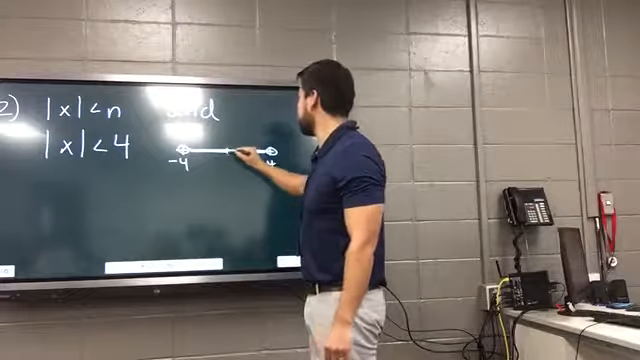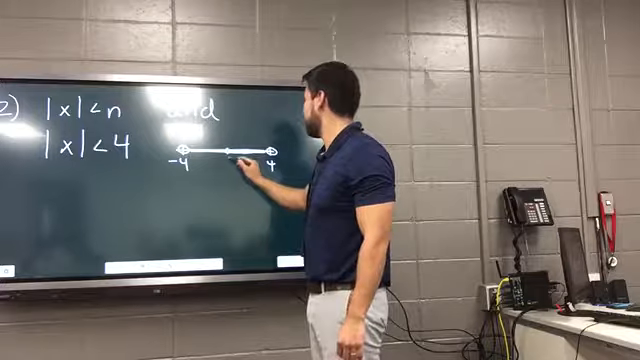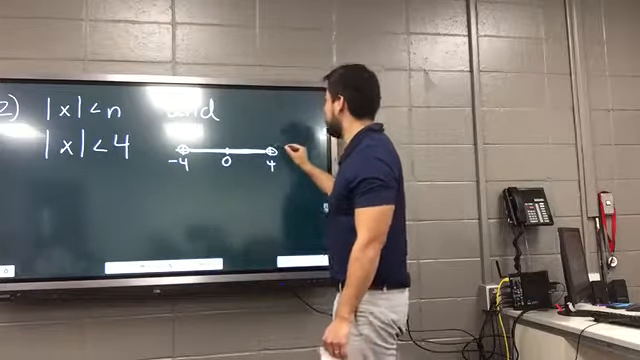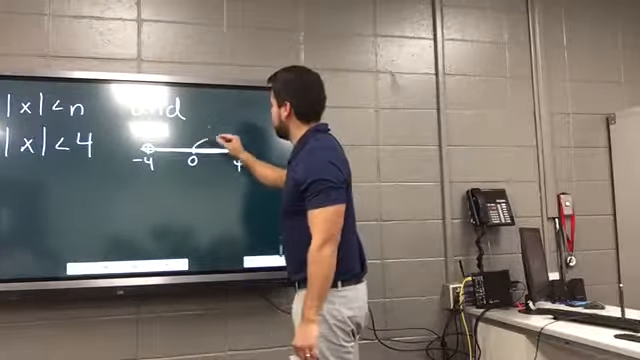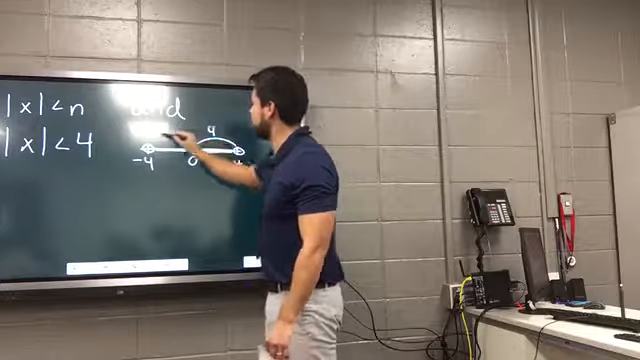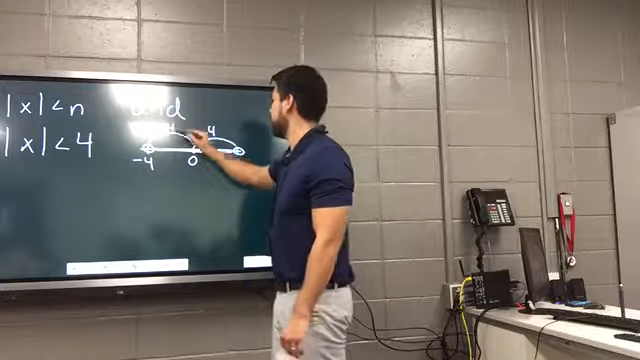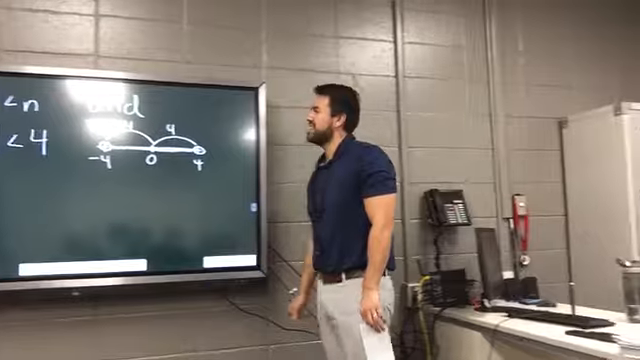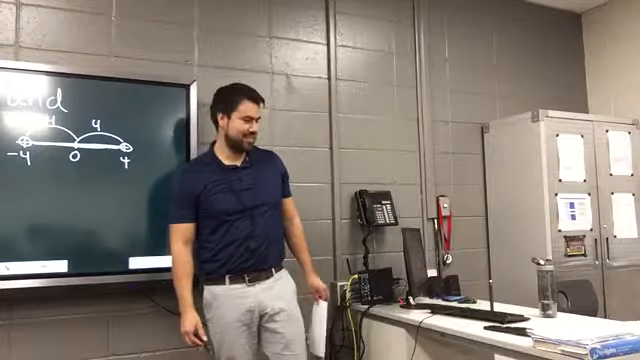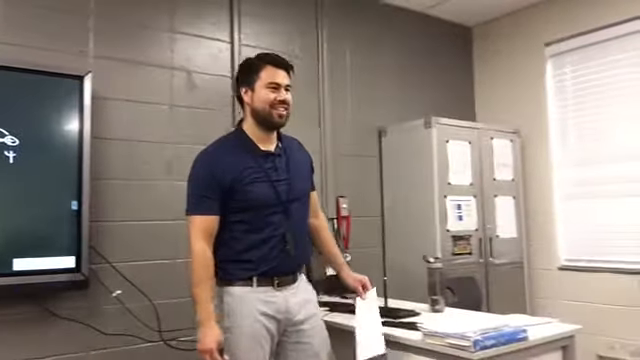What's the number directly in between them? How far is 4 from 0? How far is 0 from negative 4? 4. You're saying 0? Excuse me, 0? 0.